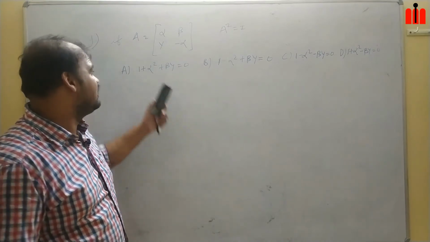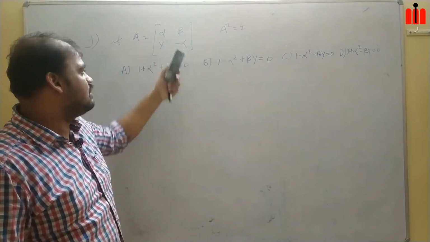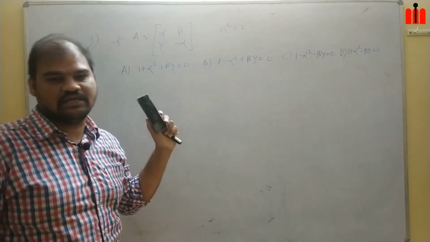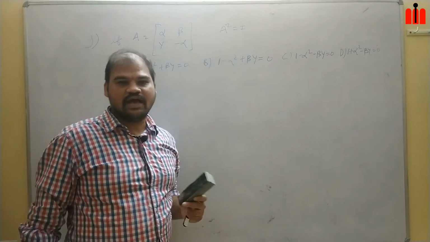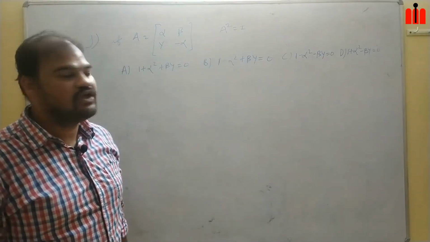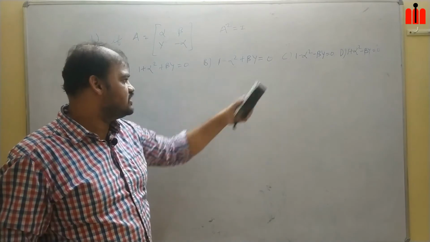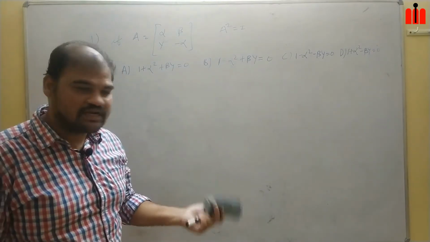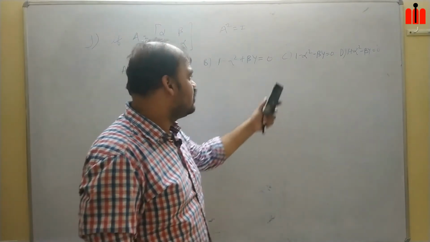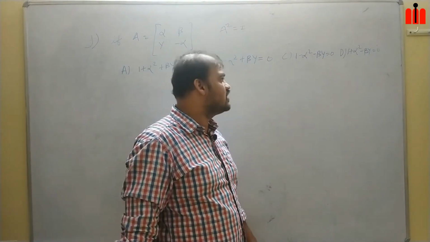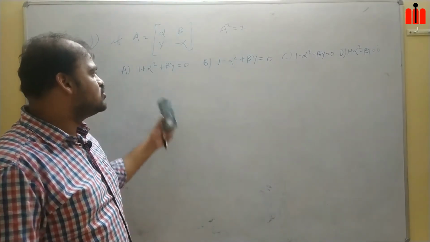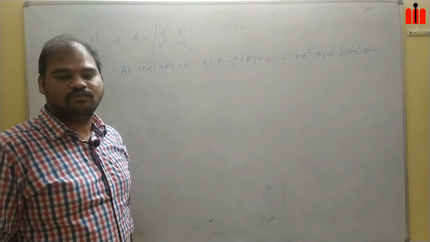In problem number 9, matrix A is alpha, beta, gamma, minus alpha. And A square is I. Then which of the following equation is true? We have to show which of the following equations is true. That means 1 plus alpha square plus beta gamma equal to 0, or 1 minus alpha square plus beta gamma equal to 0, 1 minus alpha square minus beta gamma equal to 0, or 1 plus alpha square minus beta gamma equal to 0. So we have to show which of these options are true.